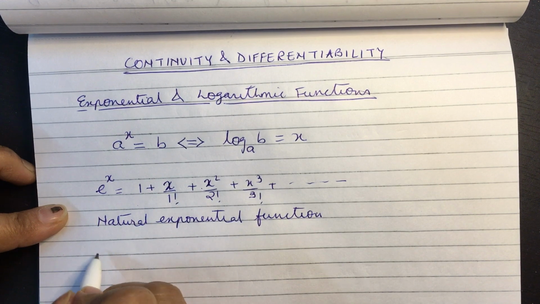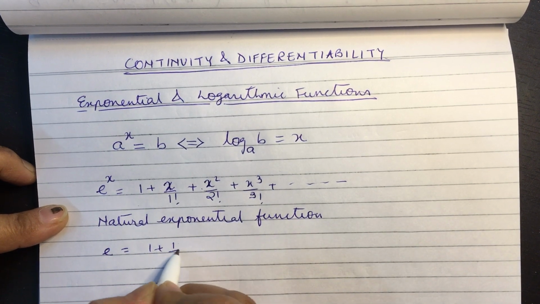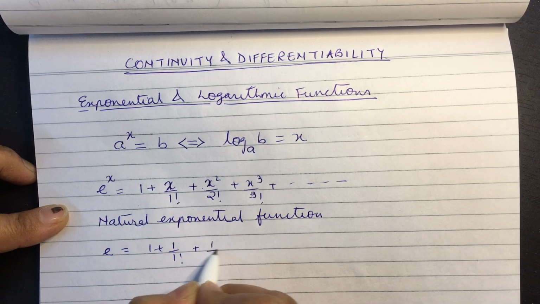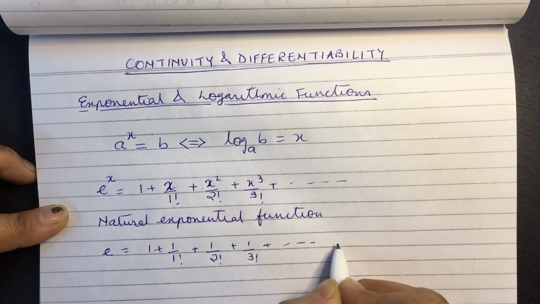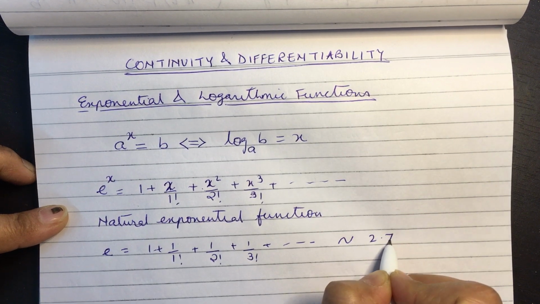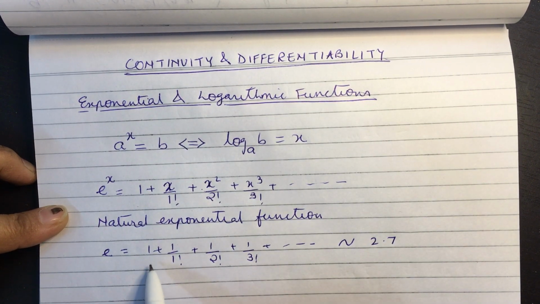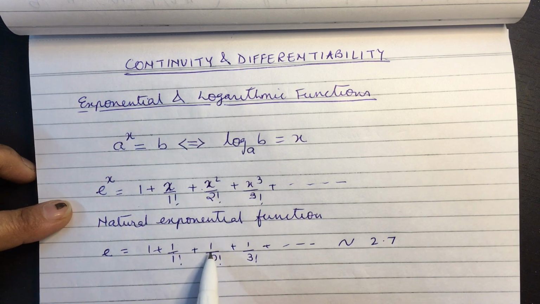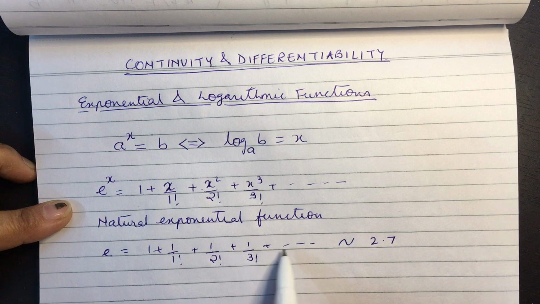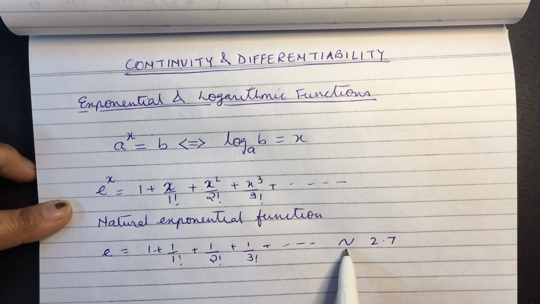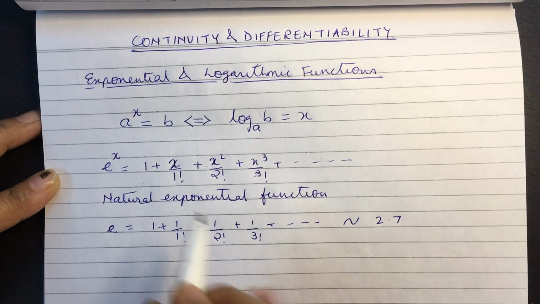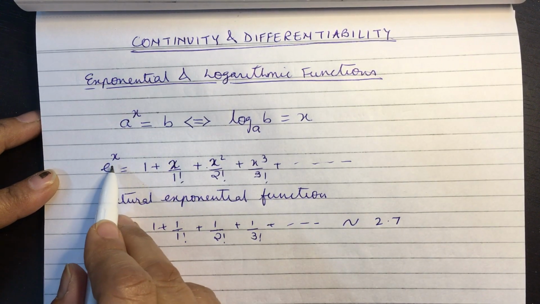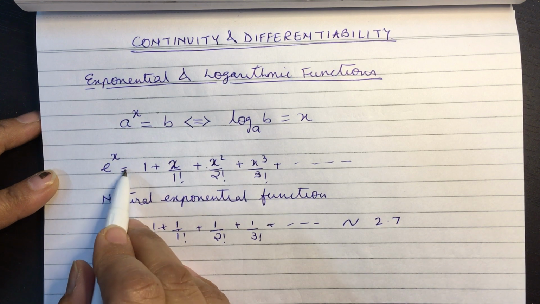Where the value of e is given as 1 plus 1 over 1 factorial plus 1 over 2 factorial plus 1 over 3 factorial plus so on, which is approximately equal to 2.7, because see, this is 1 plus 1 is 2, plus 0.5 is 2.5, like this, and then the remaining amounts to almost 0.2 or so. So it is approximately equal to 2.7. Now this is called the natural exponential function.